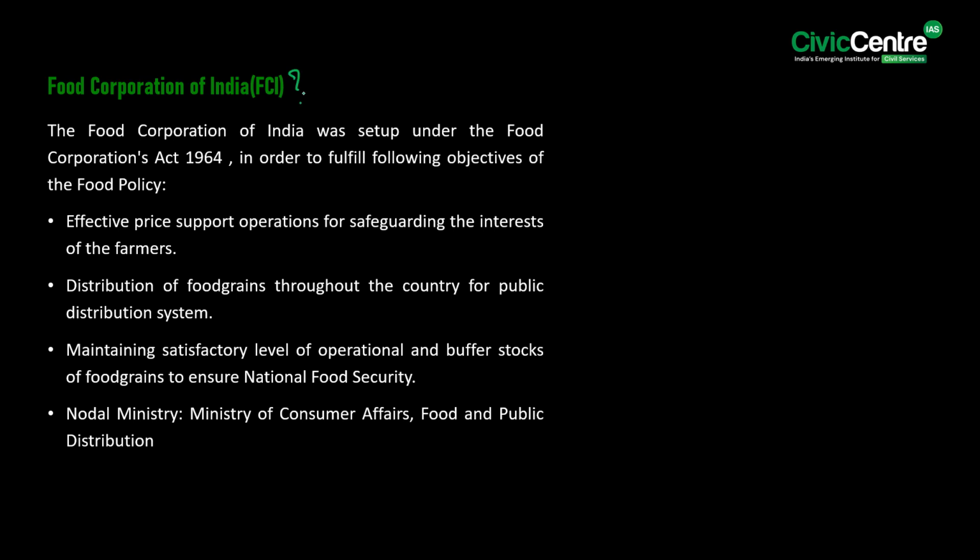See, the Food Corporation of India, in short called the FCI, was set up under the Food Corporations Act of 1964, and it was in order to fulfill the following objectives of the food policy. Firstly, for effective price support operations for safeguarding the interests of the farmers. Secondly, for the distribution of food grains throughout the country for the public distribution system. Thirdly, it is about maintaining a satisfactory level of operational and buffer stocks of food grains to ensure national food security. Know that the Ministry of Consumer Affairs, Food and Public Distribution is the nodal ministry for it.